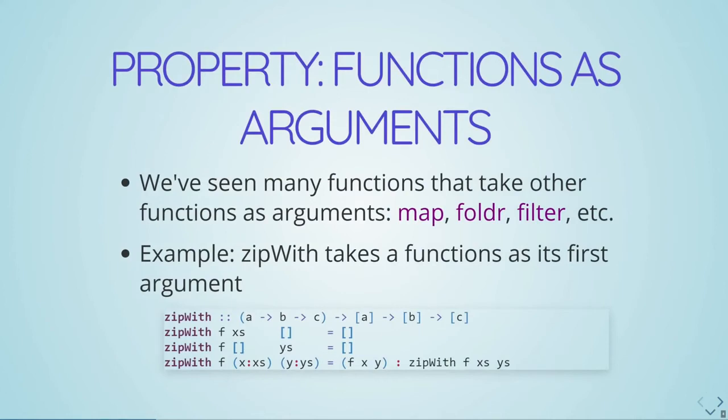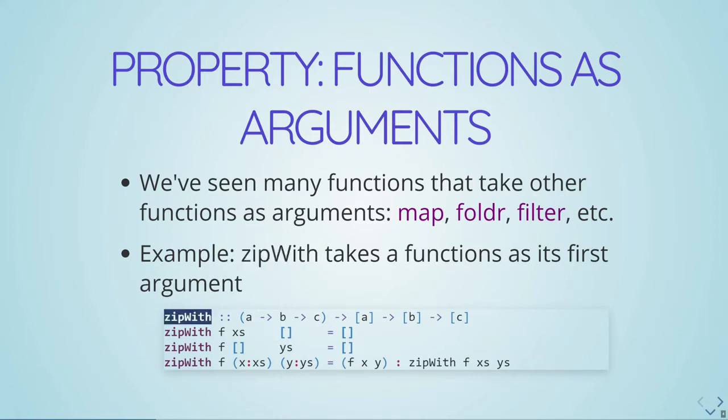We've seen many functions that take other functions as arguments so far. This includes map, foldr, filter. We've seen plenty of these functions, and I'll point out all of these functions are higher order functions because they took another function as an argument. Another example is the zipWith function. Let's take a look at this function.